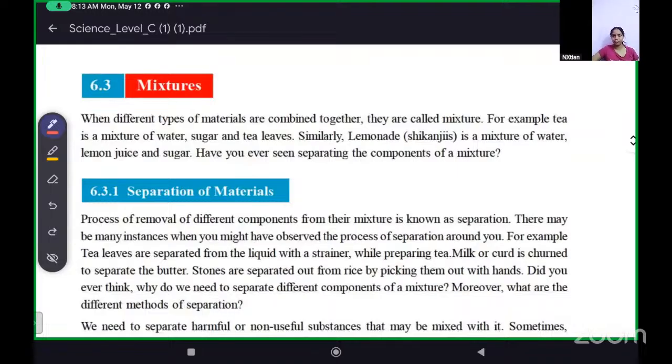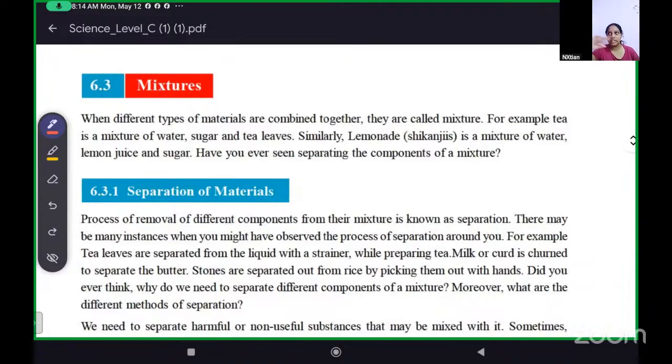What is a mixture? When we combine different types of materials, what comes as a result is known as a mixture. For example, when we make tea, how do we make tea? We combine water, sugar, tea leaves, ginger, and milk, all of that we combine, and then the resultant is tea that we get at the end.